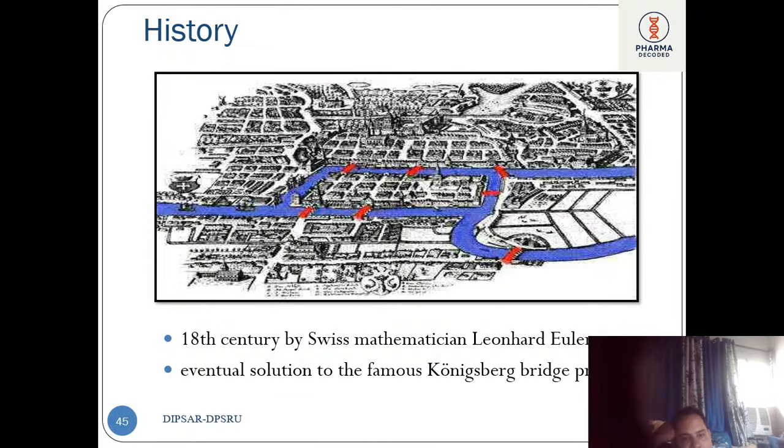So graph theory dates to the 18th century, by the Swiss mathematician Euler. There is a famous Königsberg bridge problem. The Königsberg city is connected by seven bridges. One, two, these red ones are the bridges. One, two, three, four, five, six, seven. This is connected with the seven bridges. So the solution to this problem was provided by the mathematician Euler in the form of graphs. So this is the origin of graph theory actually.